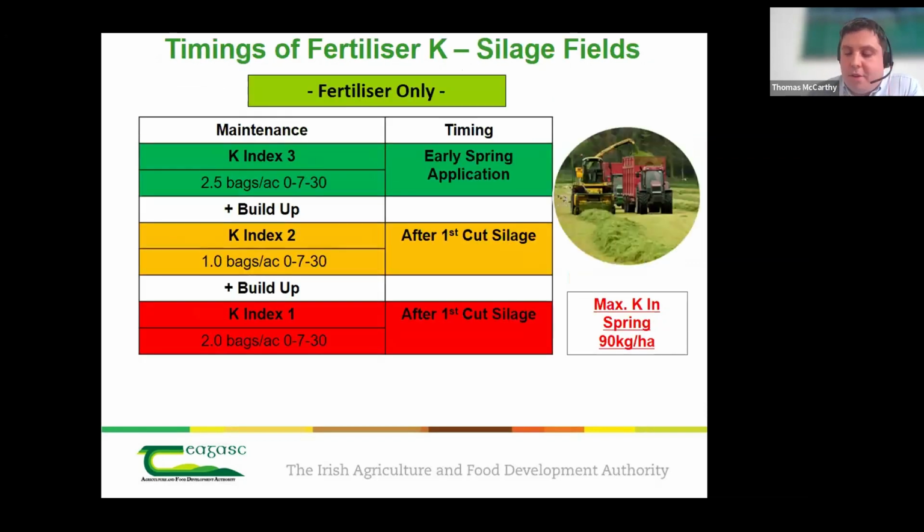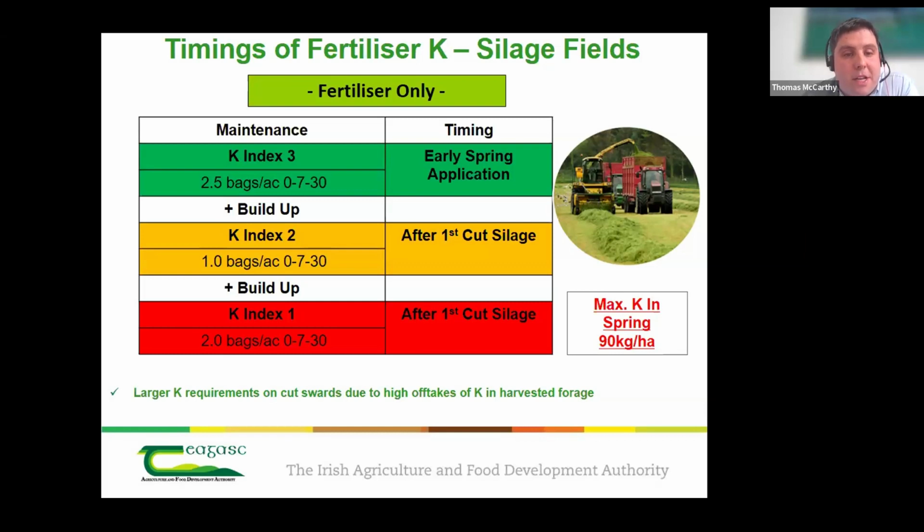On the silage fields, however, it's a different story. Again, we want to maintain index 3. However, the requirements are higher here because of the larger offtakes. So really, with that optimal soil K index 3, we'd recommend 2.5 bags of 0-7-30 to the acre in an early spring application. So from around the start of March to now, as soon as it's practical to travel the land, we'd recommend getting that out.